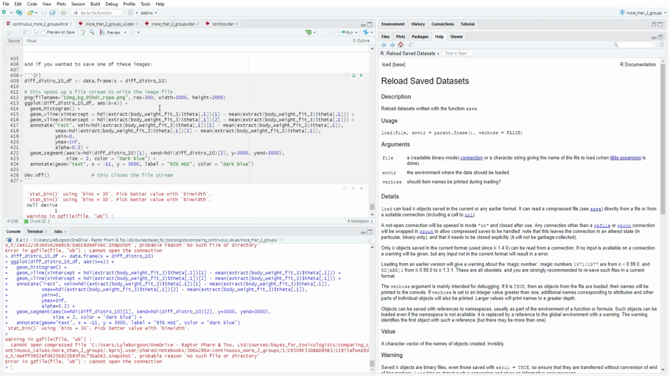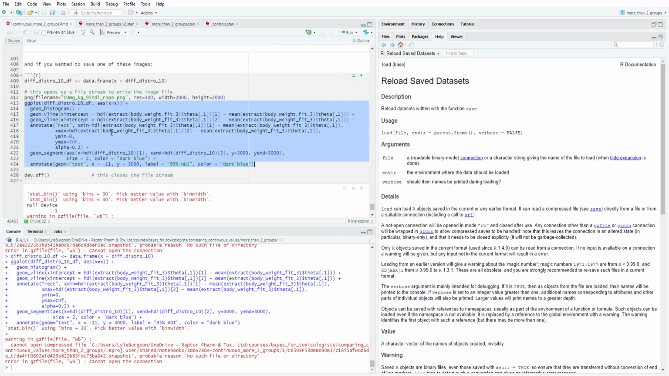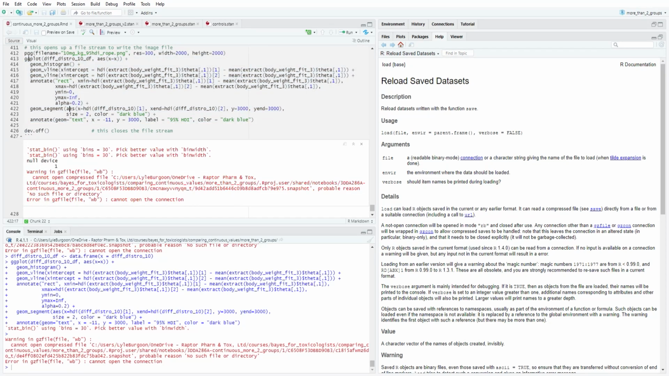Now, this is something I haven't shown you before. You can actually save these files. These image files. You can save them if you want. So here I'm going to save a PNG. It's going to be a 300 DPI resolution. Again, what you do is you just copy and paste this text to make this plot that you want. So you write the PNG command, and then you do this, and then you do dev off.